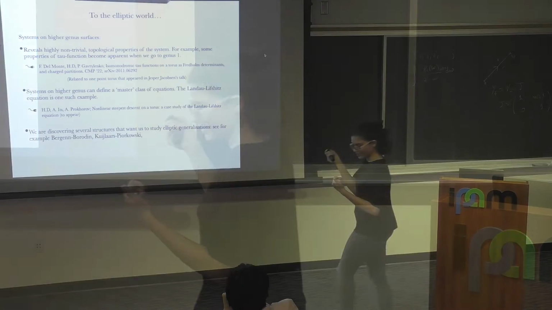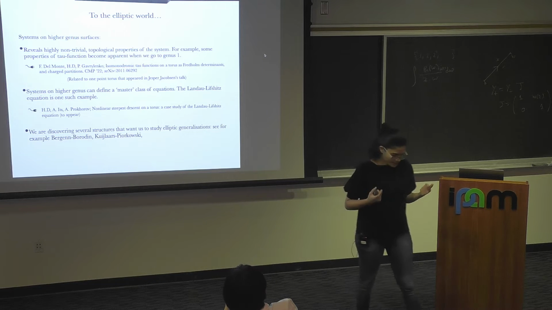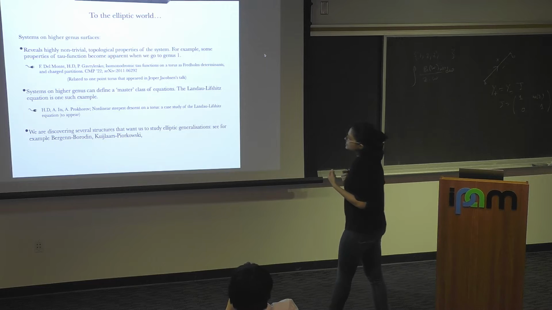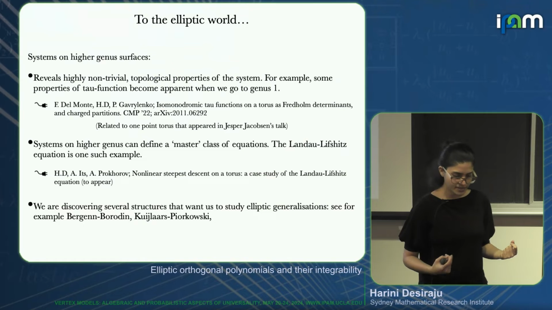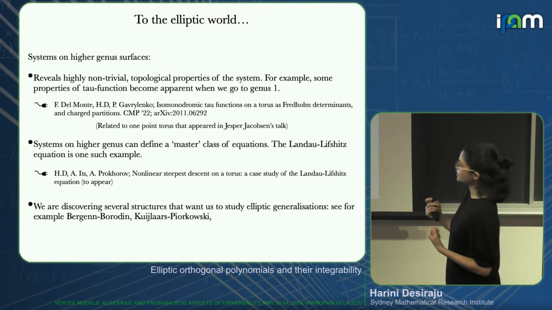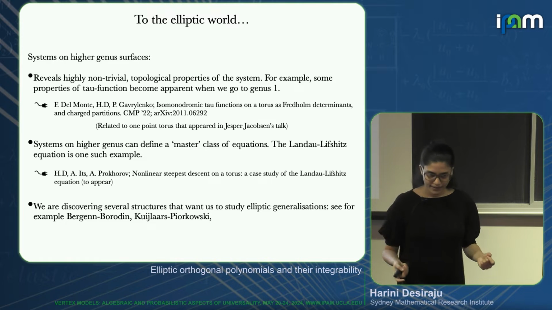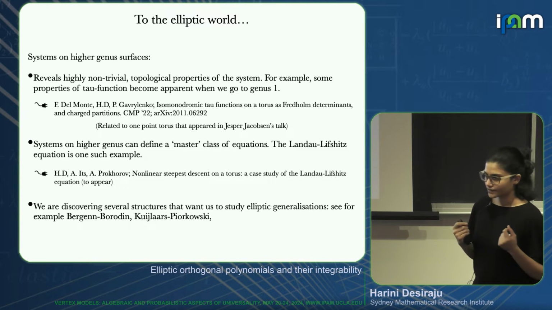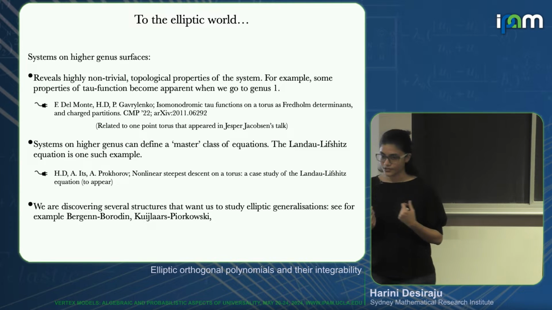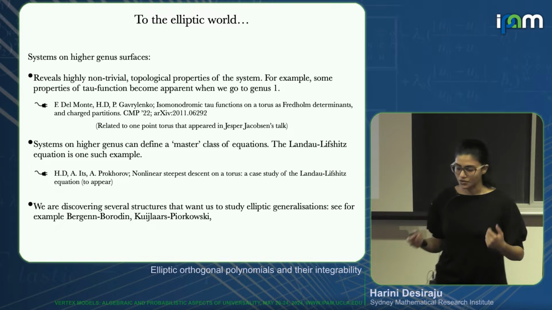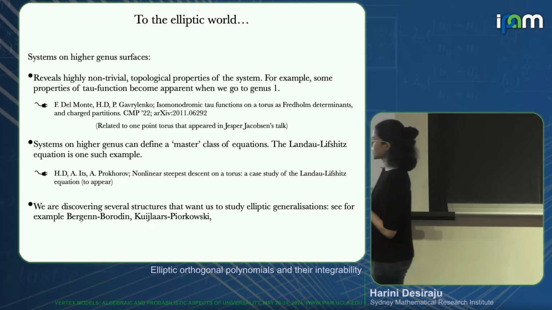Such a one-point torus also appeared in yesterday's talk by Jesper. So we can also understand some CFTs there. The other thing is that you can define some sort of a master class of equations. One of these examples is the Landau-Lifshitz equation, which gives NLS and several other integrable PDEs as specific limits. So studying elliptic generalizations might actually give you a more general class of equations, a more general class of integrability, and give you very important properties.